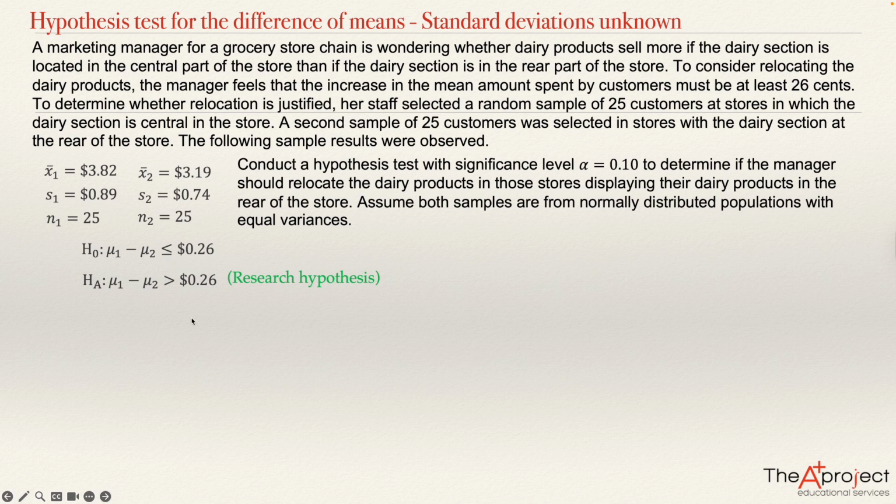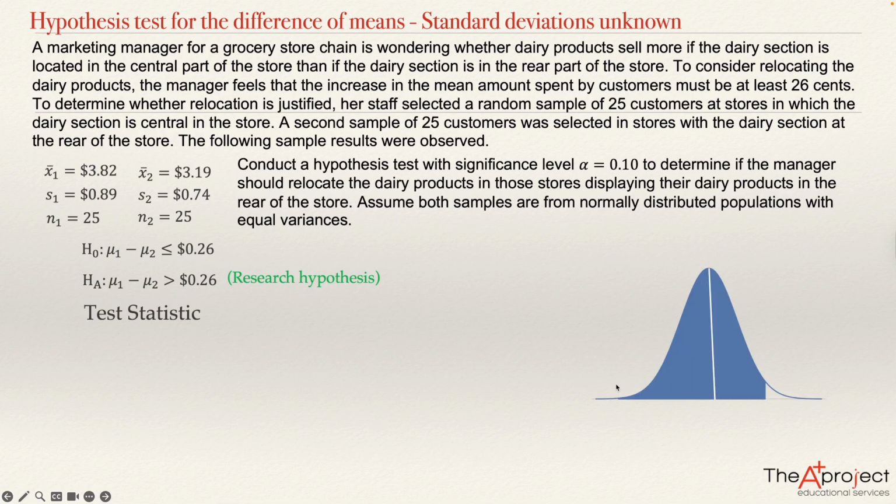Okay, so how do we conduct this hypothesis testing? We need a test statistic. We are going to be using a t-distribution, so the t-distribution looks like this. When we compute the test statistic, the test statistic will be a number to the right. When the alternative hypothesis is greater than, we are thinking of a number to the right. So this test statistic will be a number here.